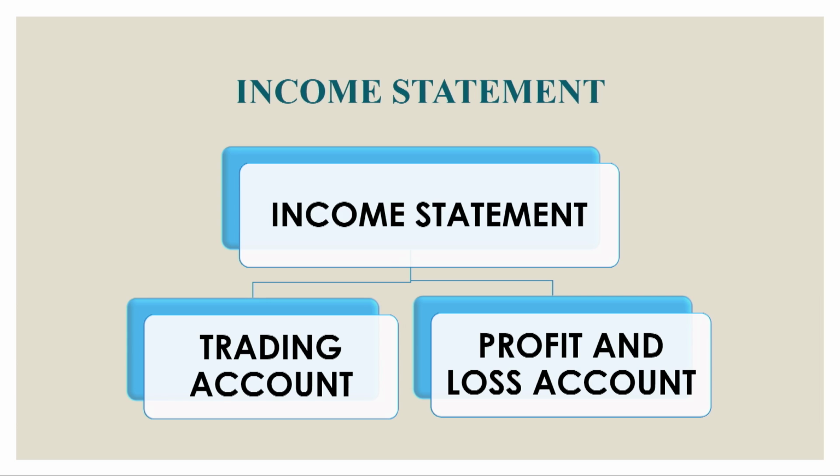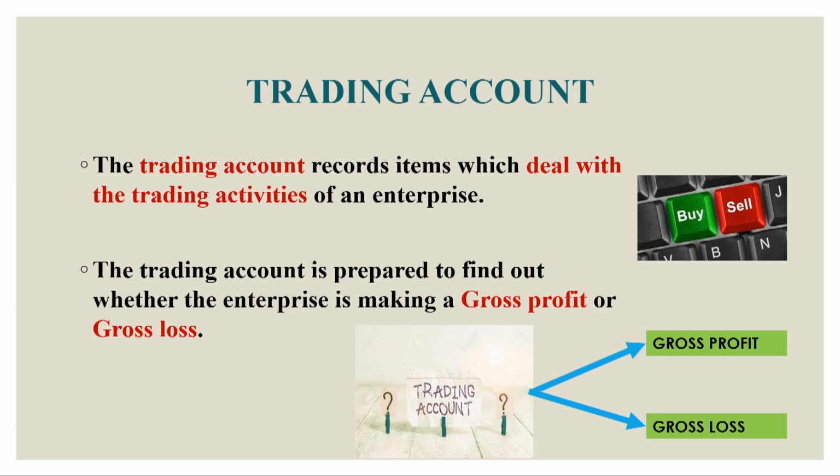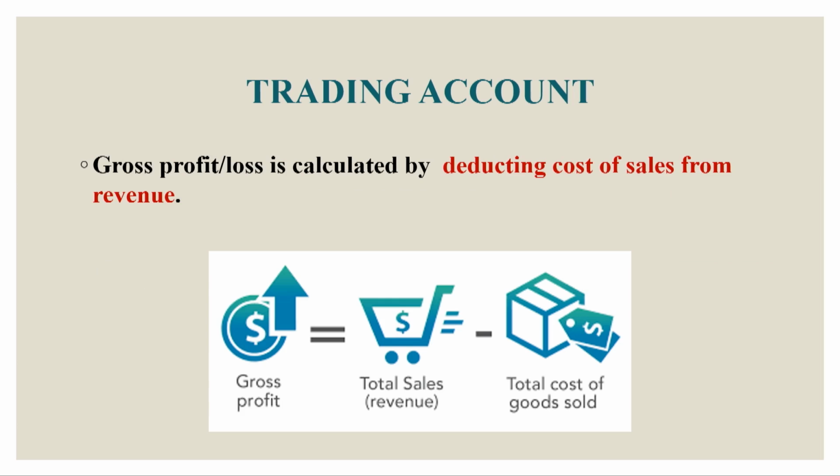As stated in the first video, the income statement is divided into two parts, namely the trading account and the profit and loss account. Let's look at the trading account in more detail. The trading account records items which deal with the trading activities of an enterprise. It is prepared to find out whether the enterprise is making gross profit or gross loss. The gross profit or gross loss is calculated by deducting cost of sales from revenue.